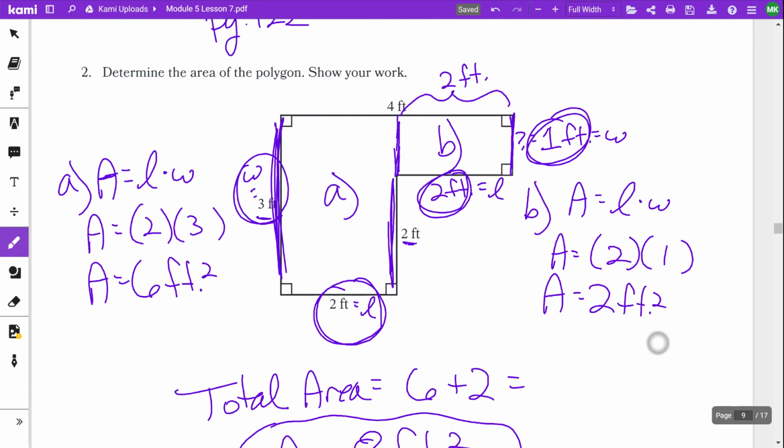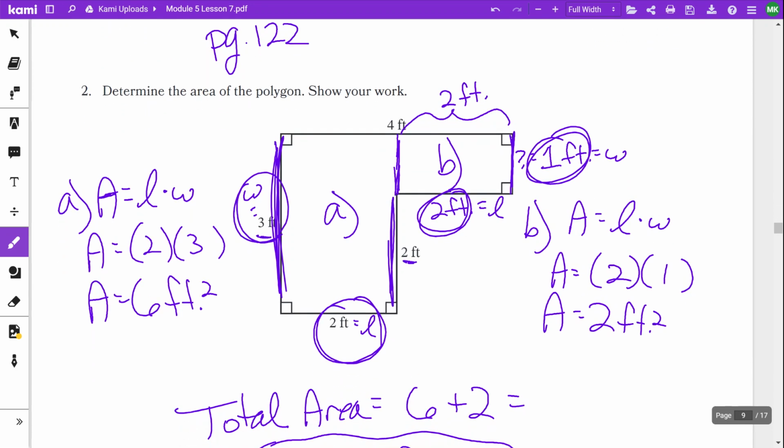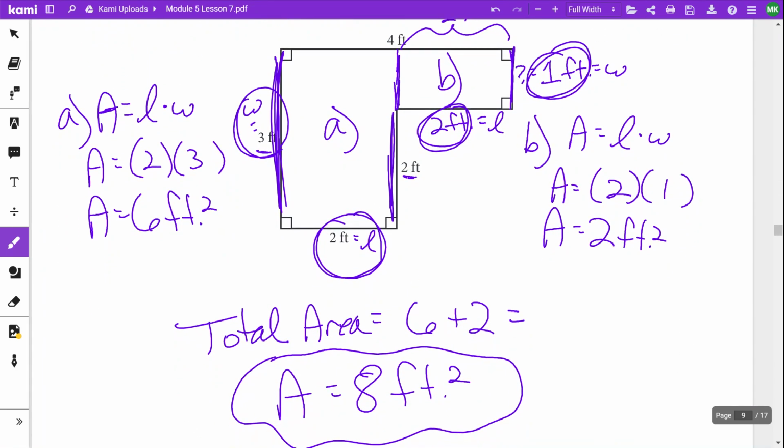All right, so that's the deal, folks. When you come across some interesting shapes, just split them up into parts the best you can, and that usually works out pretty well for you.